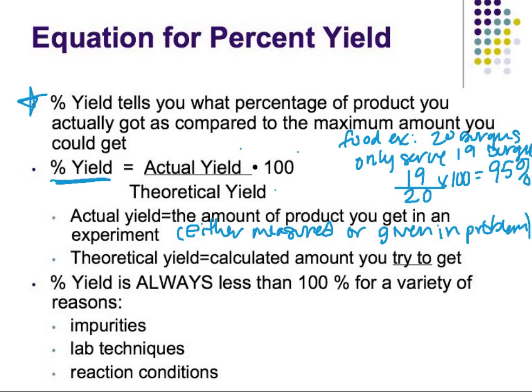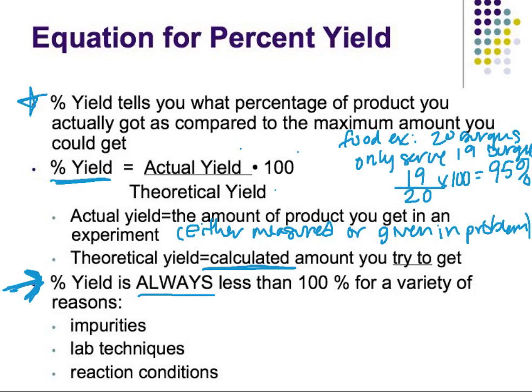The theoretical yield is the calculated amount you try to get. So we can calculate this using stoichiometry, or sometimes it's given in the problem, but usually you have to calculate it. In real life, percent yield in chemistry especially will always be less than 100% for a variety of reasons.